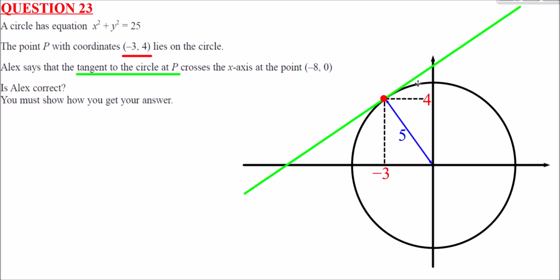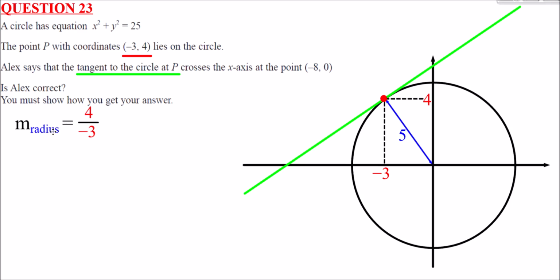So, because the tangent meets the radius at a right angle, the tangent's gradient will be the negative reciprocal of the gradient of this blue radius. The gradient of a radius, from the origin going up here, is up 4, but back in terms of x by minus 3. So the gradient of this blue radius is 4 over minus 3, which, to be fair, I could have said is minus 4 over 3.